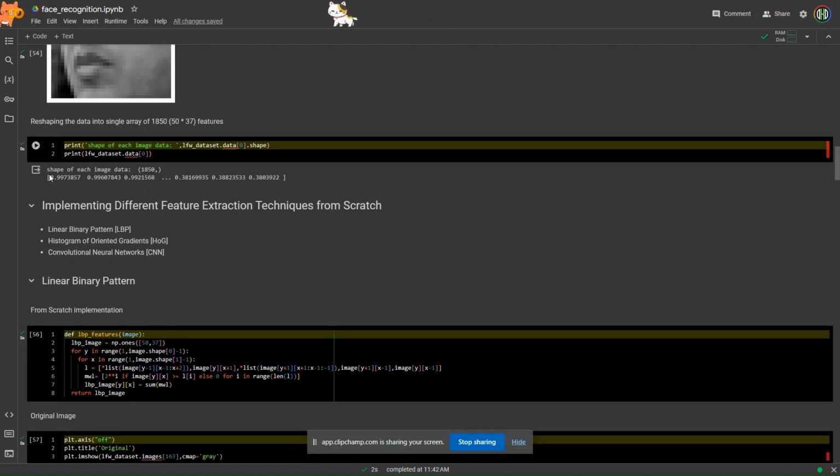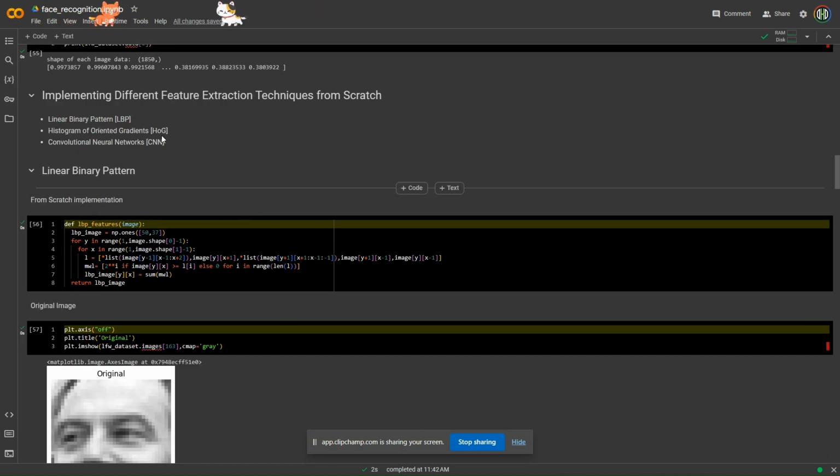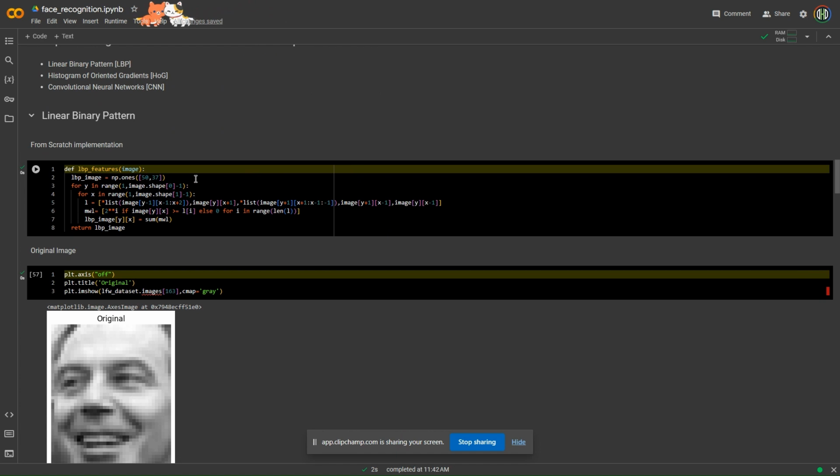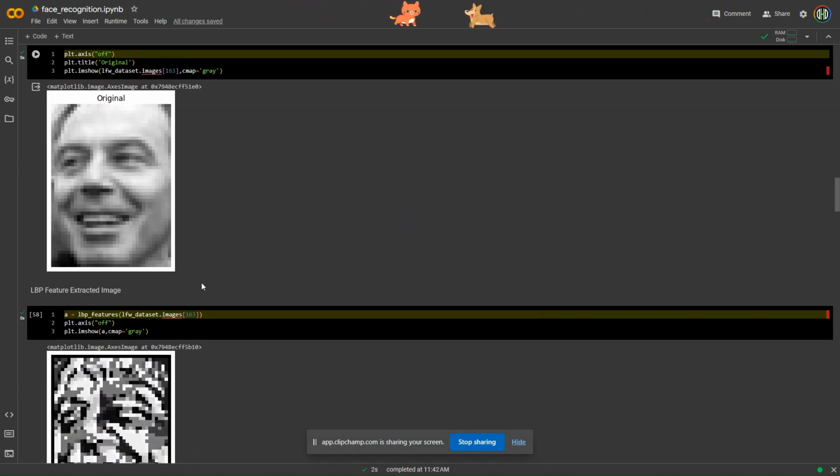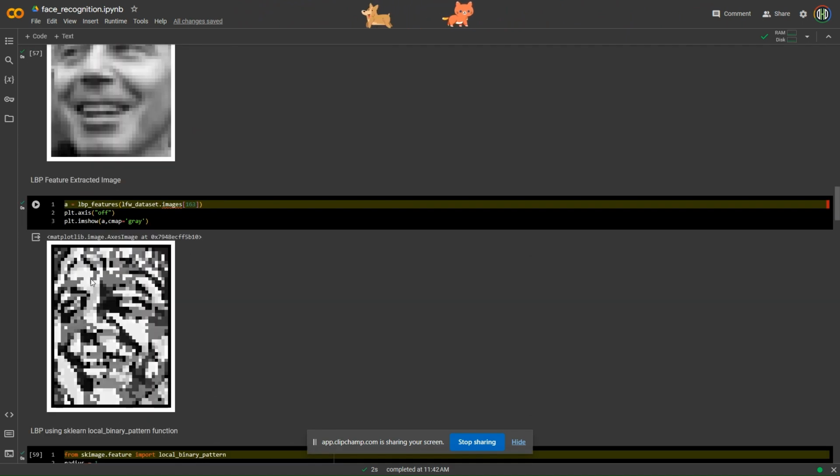An example of that is given here. Now we implement the different feature extraction techniques like LBP. The feature extraction technique for LBP is done here. We have done that from scratch, and this is the original image. After using this function, the extracted image can be seen here.